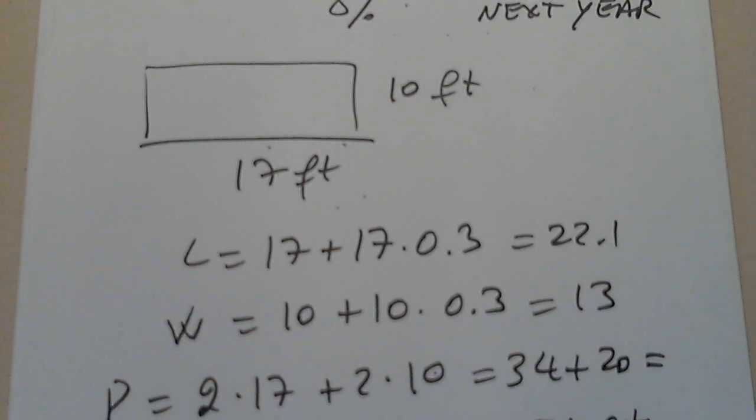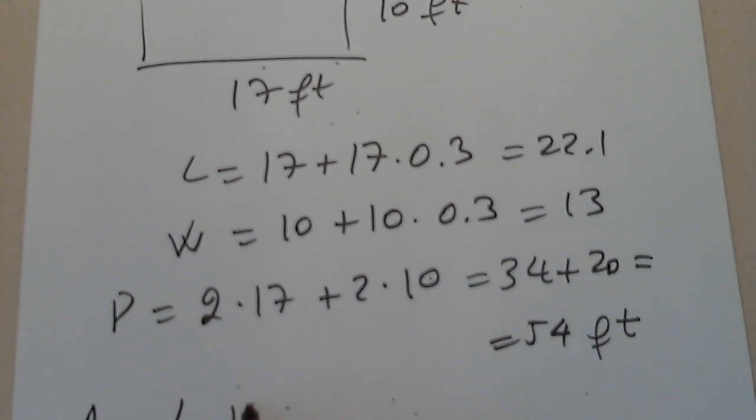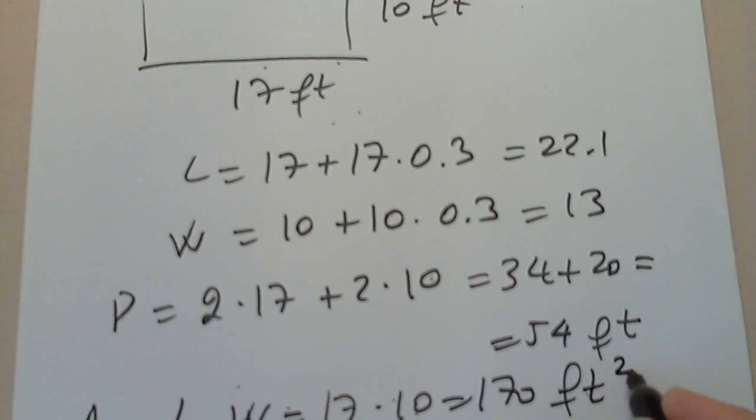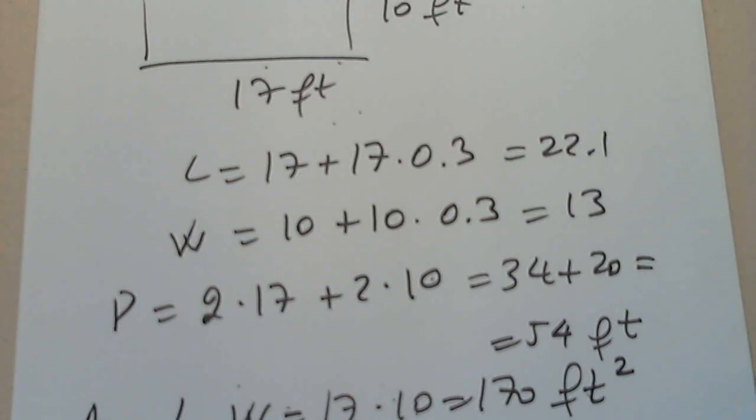That's the original perimeter. Any questions? So we have 54. Of course, it's feet, not square feet. It's dimension we're adding, not multiplying. Find the original area. Okay, fine. The original area is length times width, which is 17 times 10, which is 170. But this must be square feet because it's area. So this is 170, and we have to select square feet.